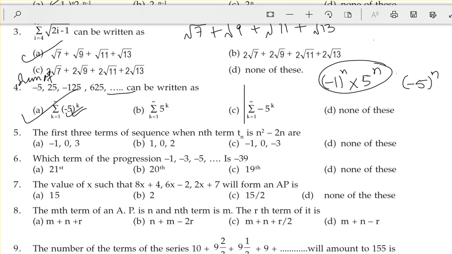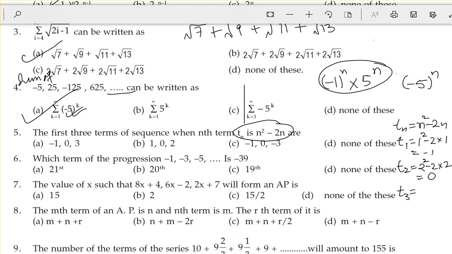Okay, the first three terms of the sequence. See, nothing can be more simple than this question. Question number 5, Tn is equal to n square minus 2n. So T1 will be equal to 1 square minus 2 into 1, that is 1 minus 2, that is minus 1. T2 is equal to 2 square minus 2 into 2, that is 4 minus 4, that is 0. T3 will be equal to 3 square minus 2 into 3, 9 minus 6, that is 3.